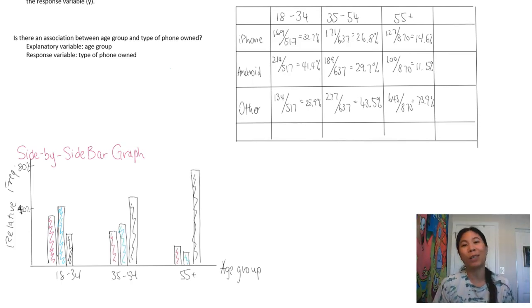Okay, so I've completed my side-by-side bar graph with all the percentages of the other age groups. And as you can see, with the older group, the 55 plus, it looks like they are most likely to use an other type of cell phone, so maybe a non-smartphone or something other than an iPhone or Android. In that case, it kind of makes sense.